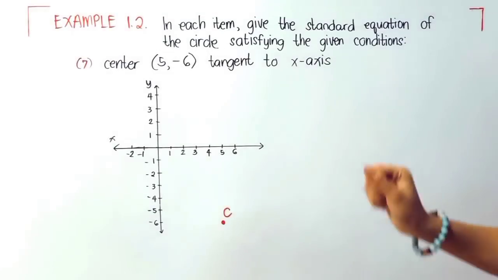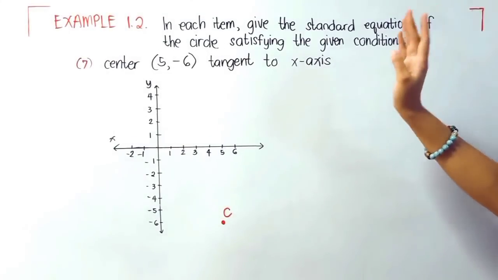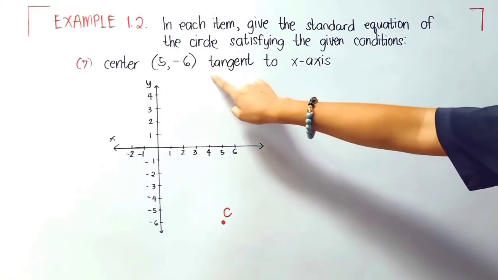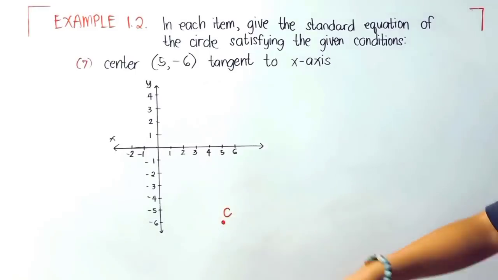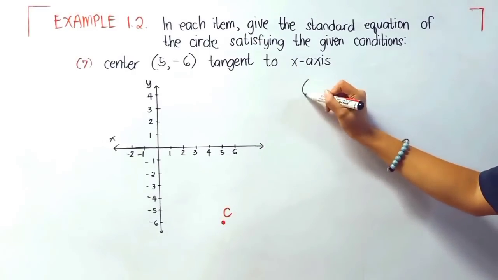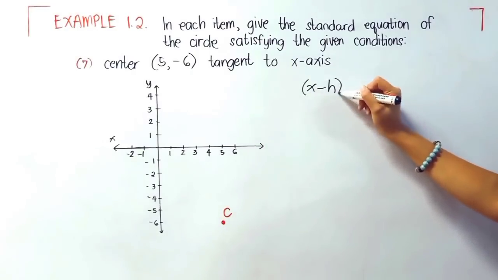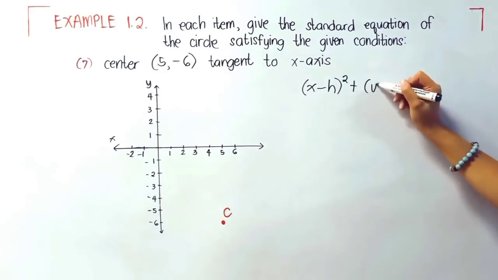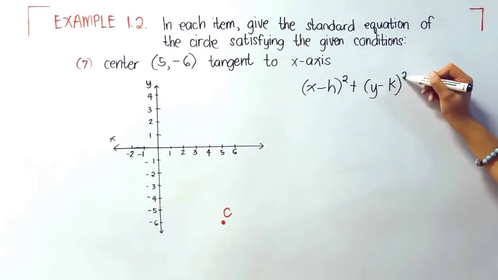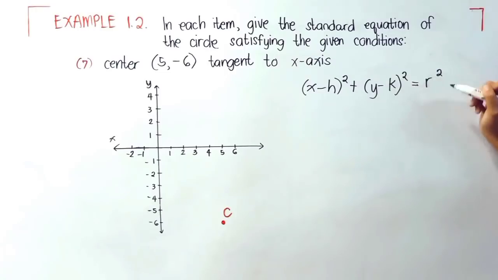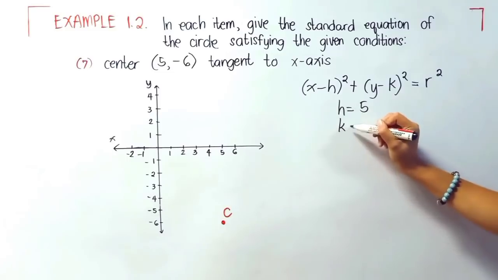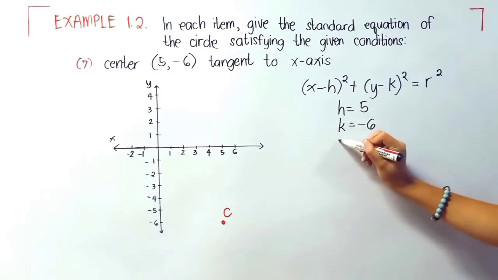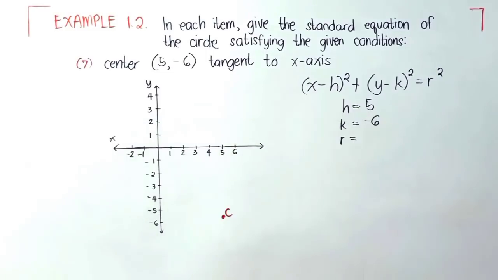Problem 7. Considering the same center, but this time it's tangent to x-axis. Again, we'll plot the center 5, negative 6. Since it's not in the origin, we'll be using x minus h quantity squared plus y minus k quantity squared is equals to r squared. Our h is 5, our k is negative 6. Our r is still unknown.